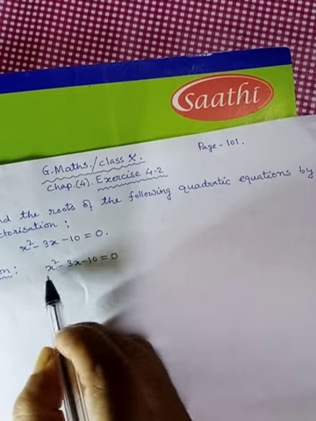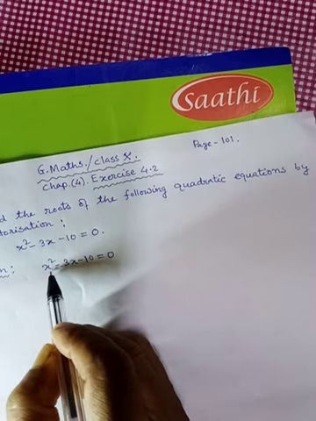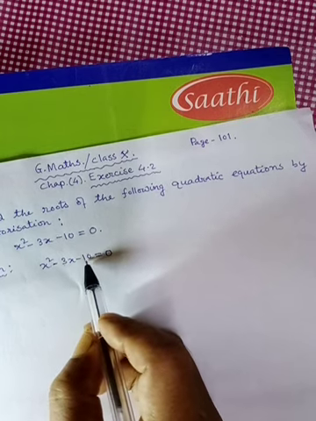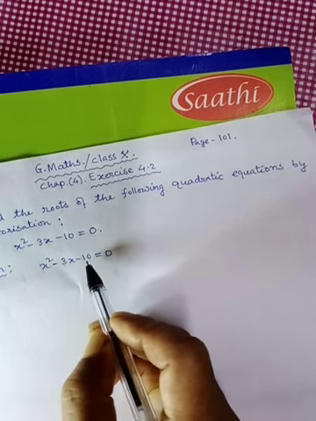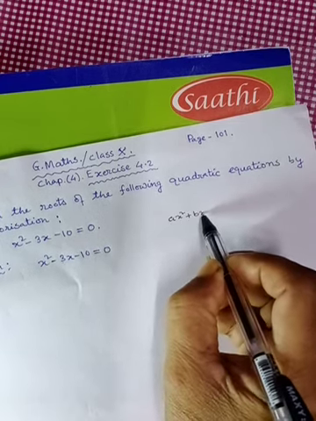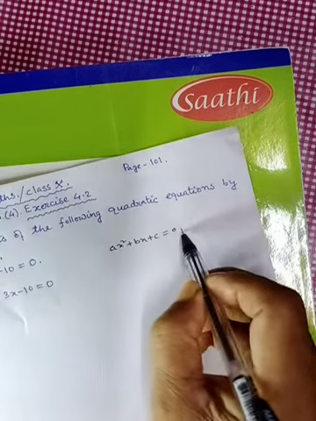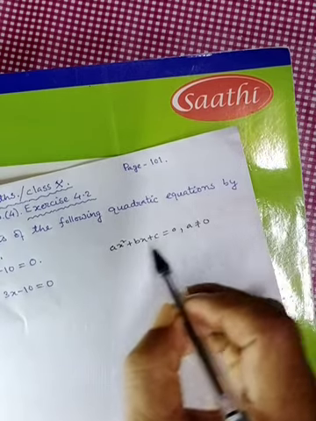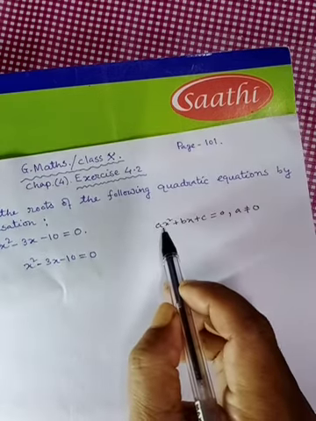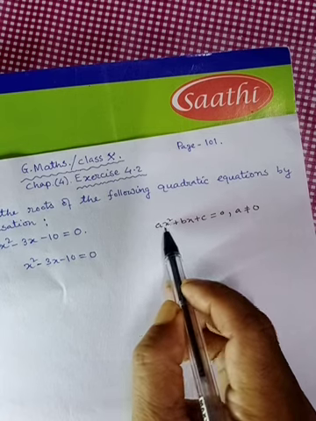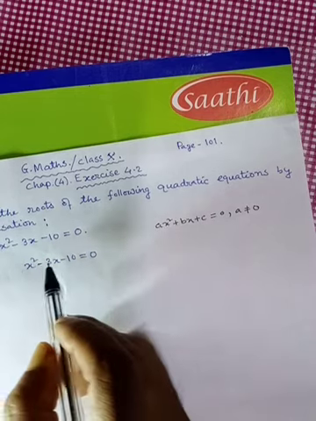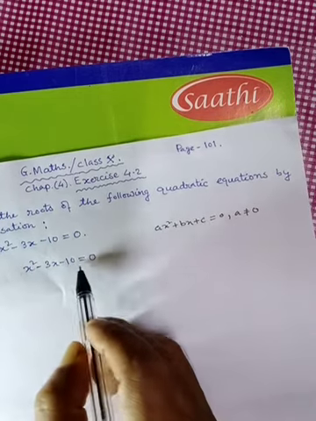Here you can see that x square is a quadratic term, minus 3x is a linear term, and minus 10 is a constant term. There are three terms in the form ax square plus bx plus c equal to 0, where a is not equal to 0, a, b, c are real numbers, and x is a variable. So when you compare ax square with 1x square, here a equal to 1, b equal to minus 3, and c equal to minus 10.